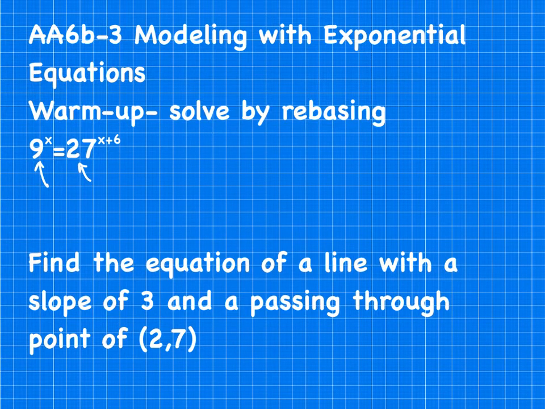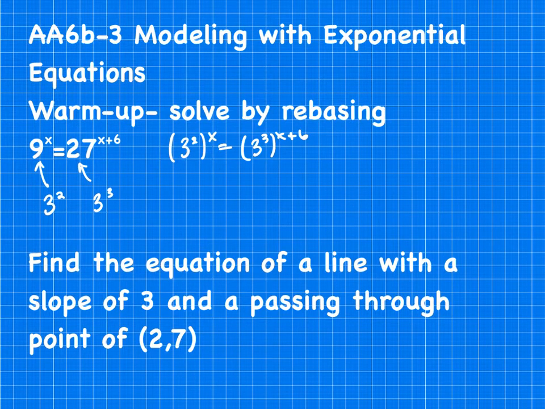So 9 and 27 can both be rewritten so that they have a base of 3. 9 can be rewritten as 3 squared, and 27 can be rewritten as 3 to the third. So if I rewrite this as 3 to the second, to the x, so I just replaced this 9 with 3 to the second, and then I brought the x over, equals 3 to the third to the x plus 6.